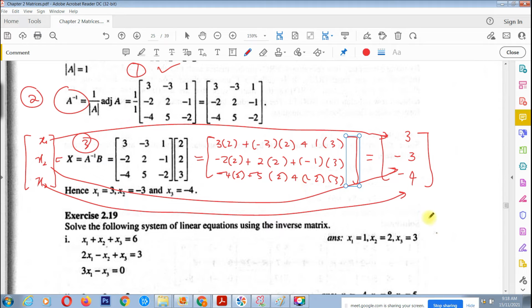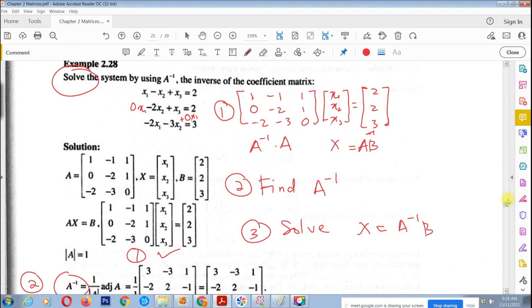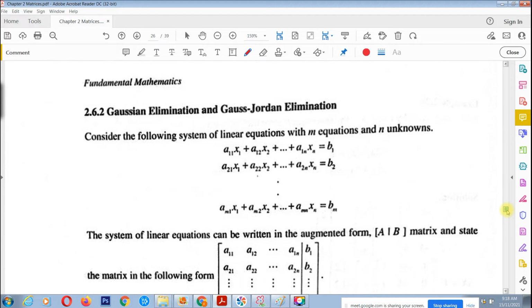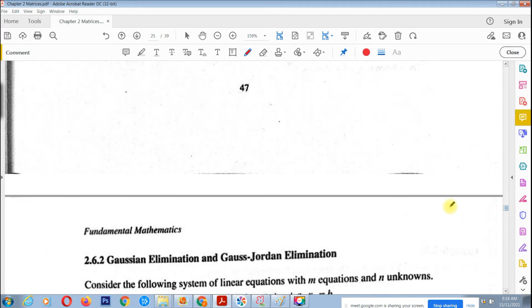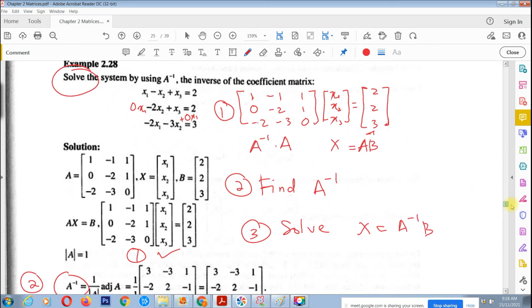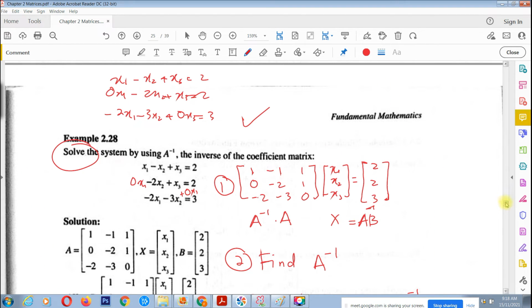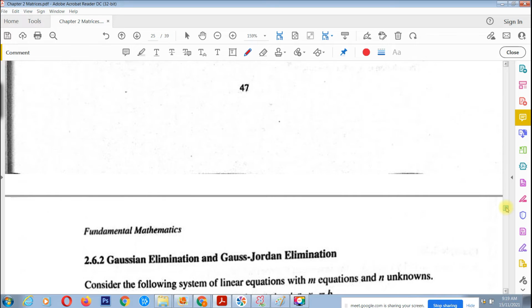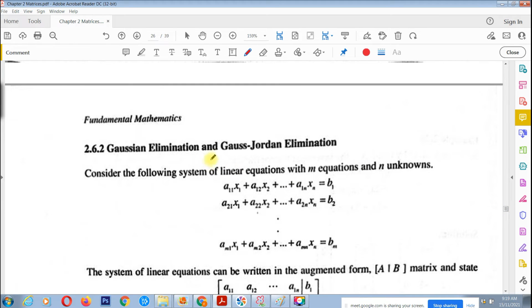If the inverse exists, that's why we need to know the determinant. If the determinant is zero, it means the matrix has no inverse. To solve this kind of equation, if we have an inverse, we use this formula and need to find the inverse. If the matrix has no inverse, how do we solve it? We can use Gaussian elimination or Gauss-Jordan elimination.